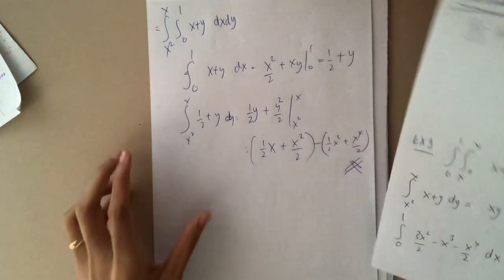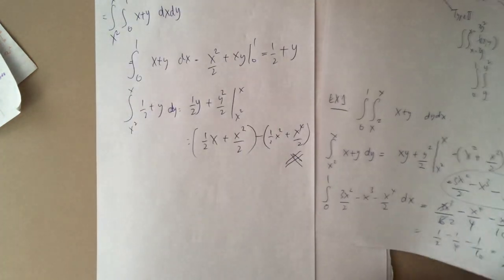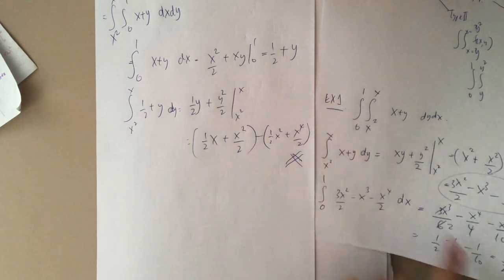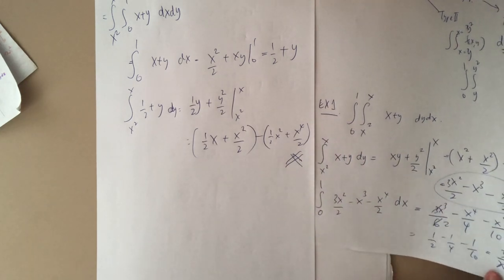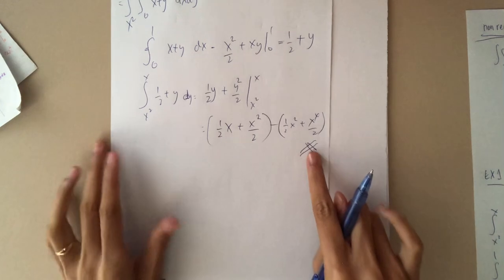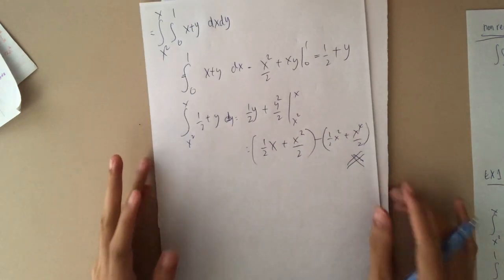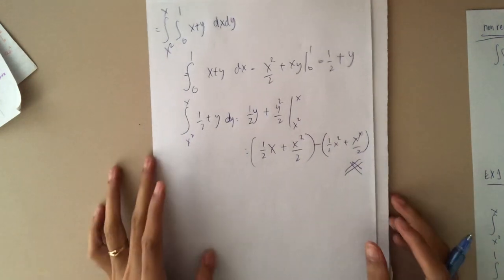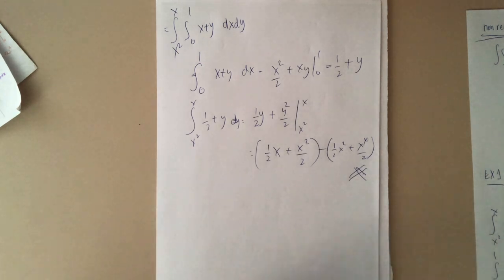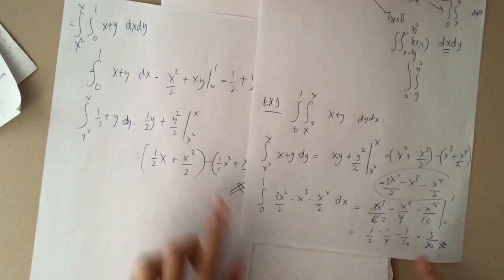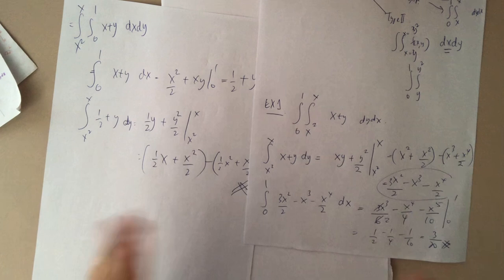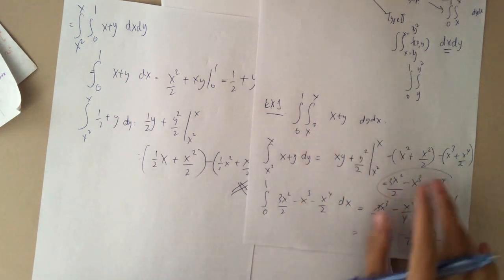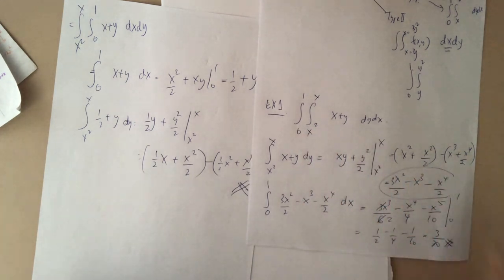So see, what's the difference here? The final answer for this one, you get 3 over 20. The final answer for this one, you get in terms of x. That means the answer is not equal, even though you just changed the limit. You didn't add anything, I mean you didn't change the question.